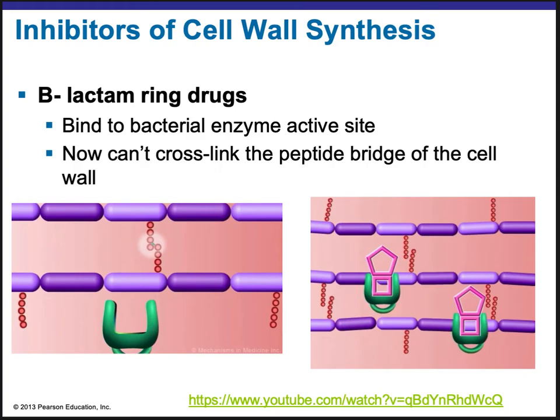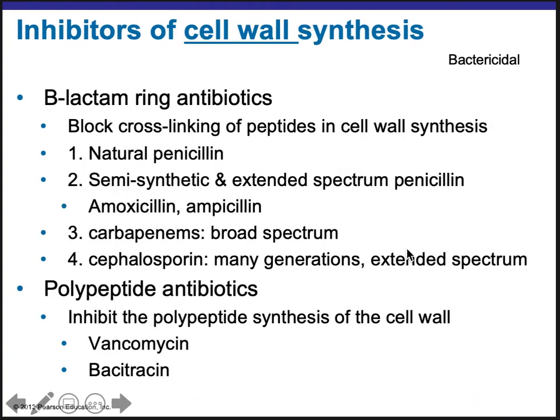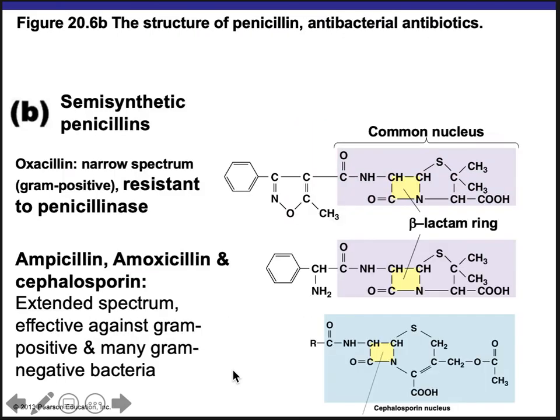Okay, so remember, cell wall, if you inhibit cell wall synthesis, it's going to become weak and the cell will lyse open and die. Polypeptide antibiotics are doing the same thing but with a slightly different target, and this is vancomycin and bacitracin. So let's go ahead and take a look at that.